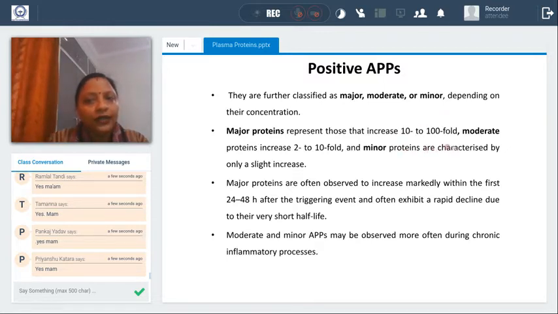Major: 10 to 100-fold increase, moderate proteins: 2 to 10-fold, and minor: slight increase.